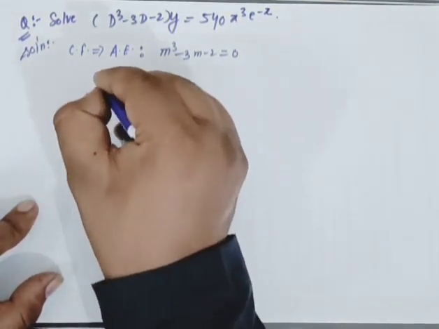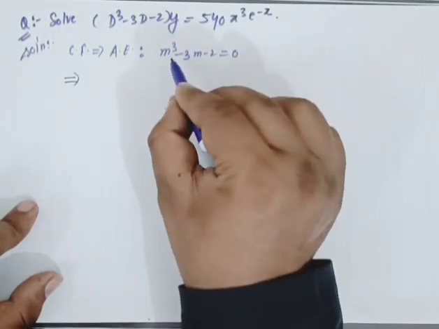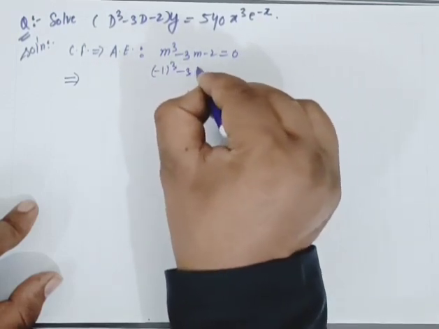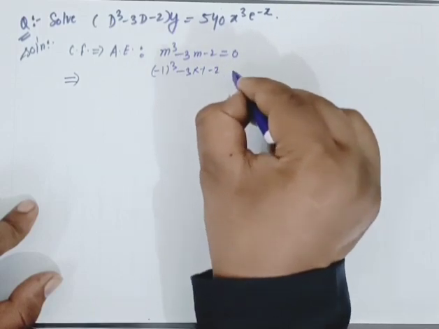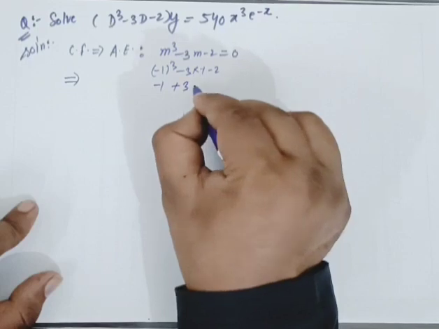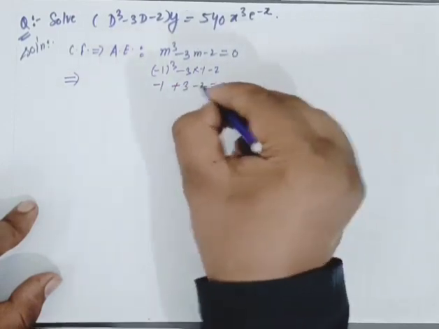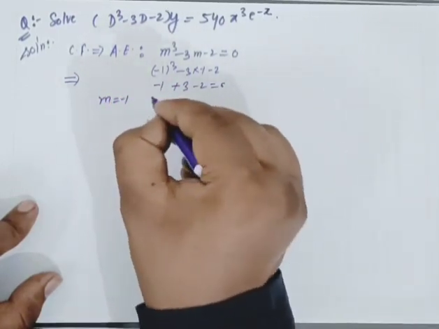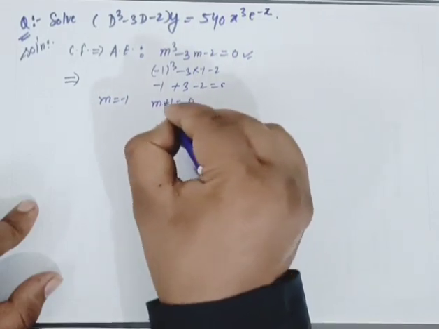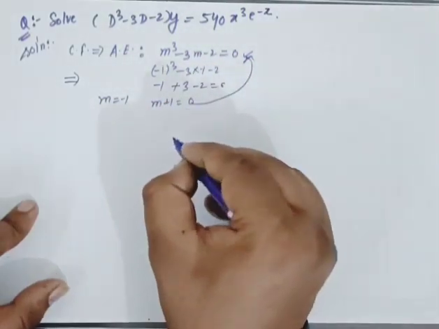So to find the first root we will decide with hit and trial, okay. If you write here m equals to minus 1, so minus 1 to the power 3, and 3 into minus 1, and minus 2. What about this? So it will be minus 1 plus 3 minus 2, so it is 0. So m equals to minus 1 is a root, means m plus 1 is a factor of this polynomial. So now divide it with this factor.